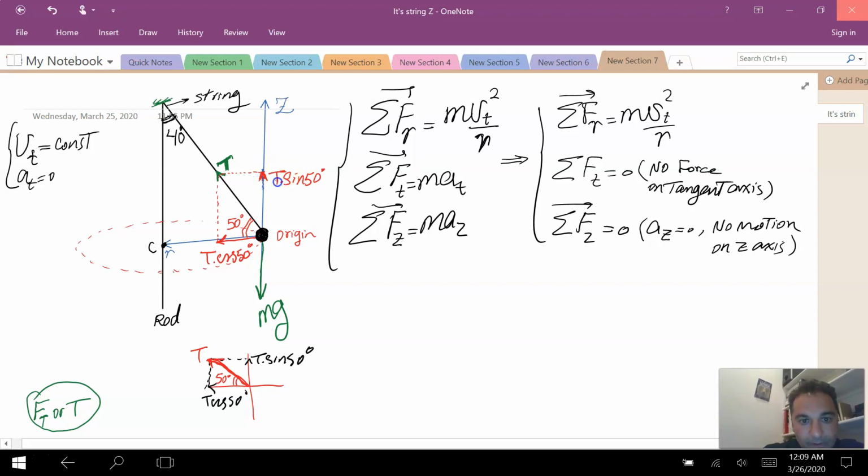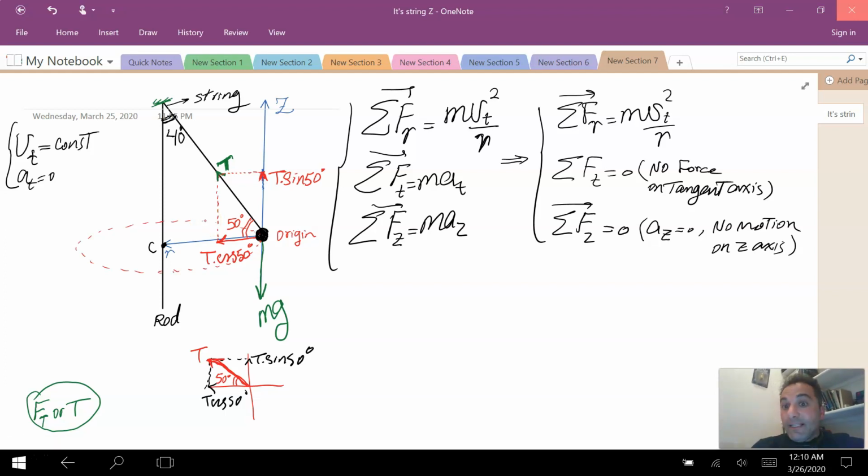Correct. So this will be T sine 50. So far good. So we verified forces, mg, then tension makes an angle. So this tension has a component on the x-axis and on the y-axis, correct? But our x-axis here is the radial axis. Our y-axis here is the z-axis. The third one is the tangent axis, okay?